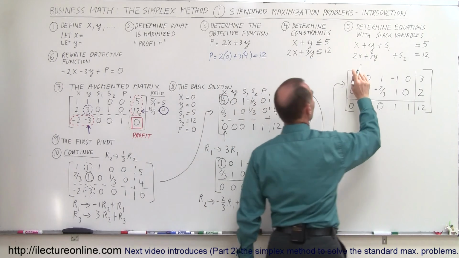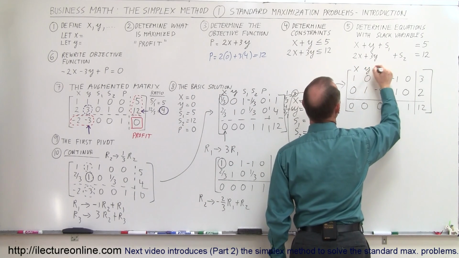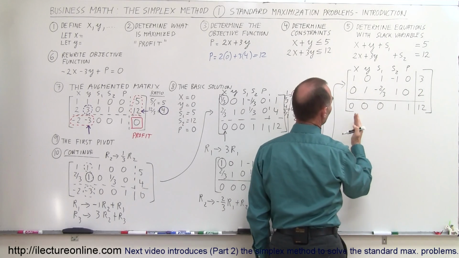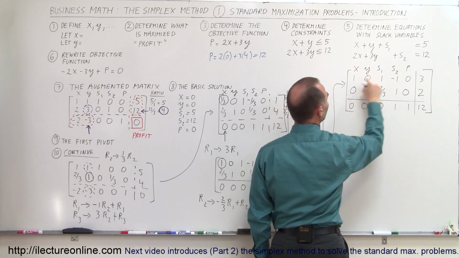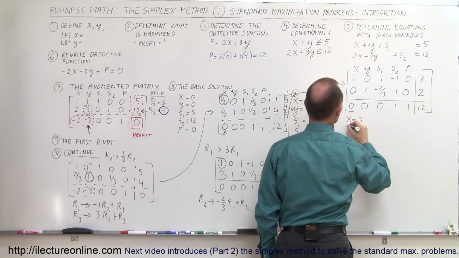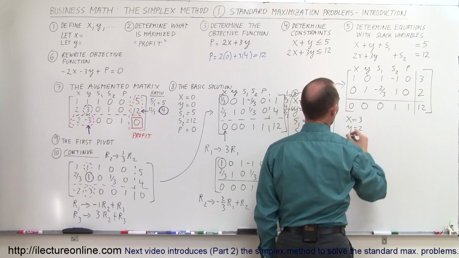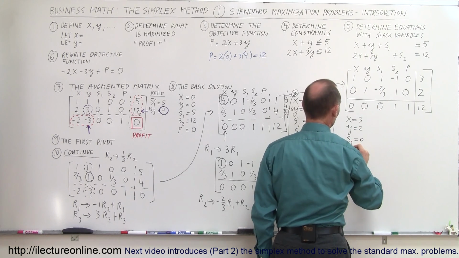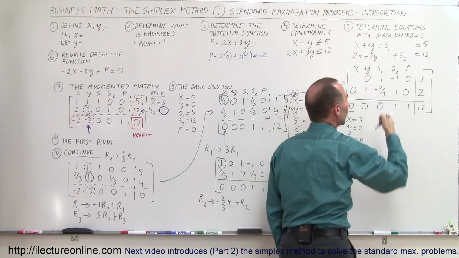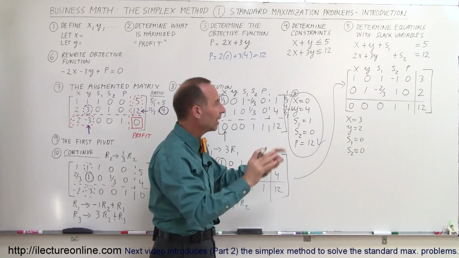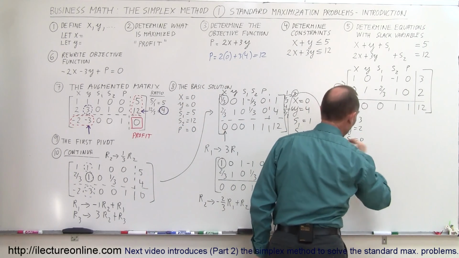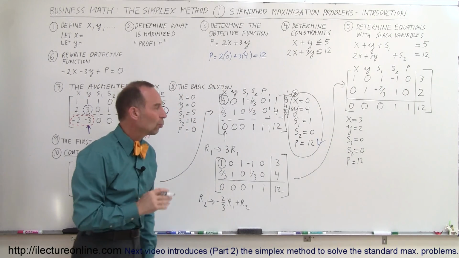Now, let's put on top here x, y, slack variable 1, slack variable 2, profit. Okay, so we determine now that x has a value. X will now equal 3. Y will now equal 2. S1 is equal to 0. And S2 is equal to 0. Why are they 0 now? Because they no longer have a 1 and all zeros in those two columns. So we've eliminated the slack variables. Profit is still 12. So notice that our profit didn't change, but the values for x and y did change.